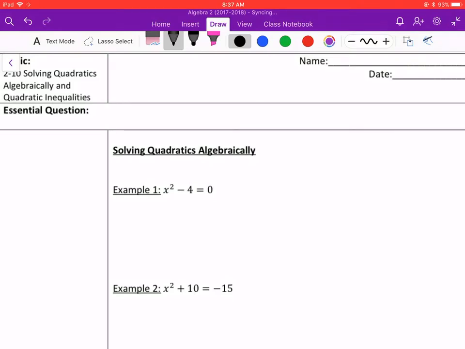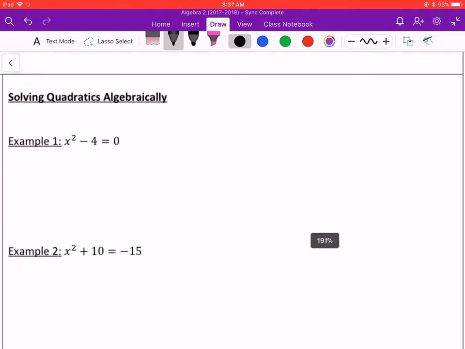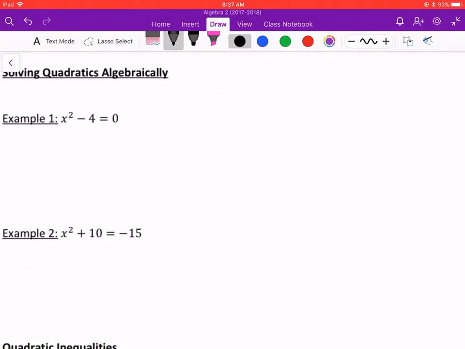I'm going to talk about solving quadratics algebraically and what you do when you have quadratic inequalities. Solving algebraically just means that we're going to solve for x by getting rid of everything but x. We're going to get the x alone. Normally you'll see your equations as ax squared plus c, where your bx that's normally here is missing. Notice example 1, I don't have a bx. So go ahead and solve this by getting the x alone.